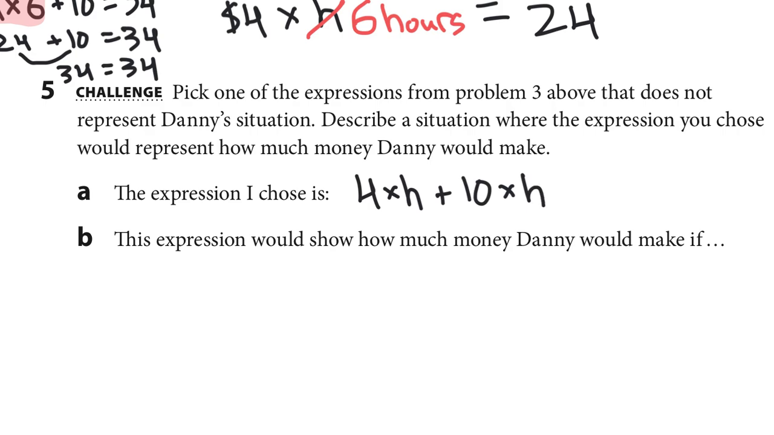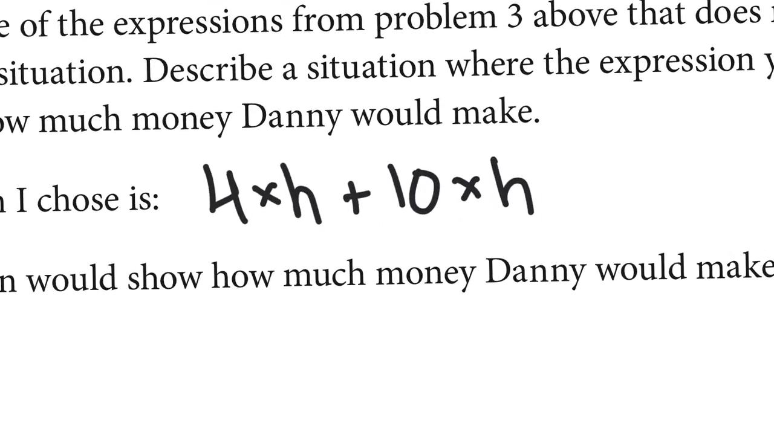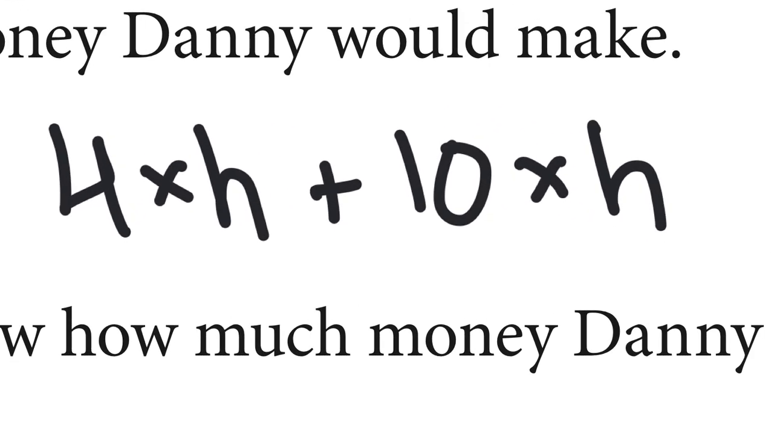We know that h represents time. So in this equation, I kind of think of this as being in 2 parts. I have this part and I have this part. So for some reason, you're getting $4 every hour because h is time, right, hours. But then you're also going to get $10 every hour because we have another h in here.